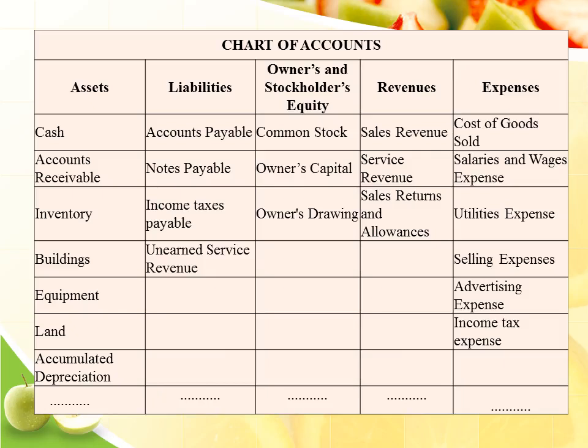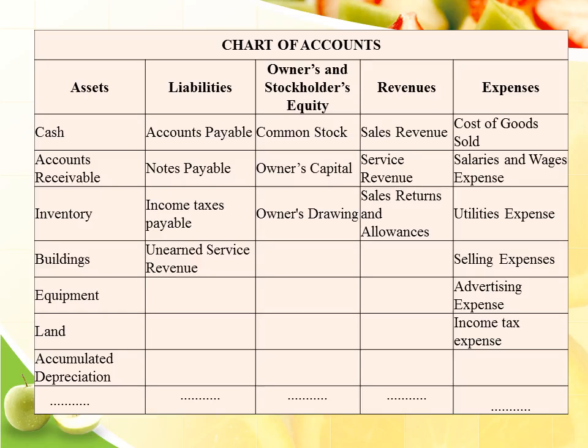Now, in the asset accounts, we have a cash account, accounts receivable, inventory accounts, buildings, equipment, or land. These are fixed assets accounts, or accumulated depreciation accounts and other accounts. Liabilities accounts, such as accounts payable, notes payable, unearned service revenue. Unearned service revenue is a special account. I will study this account later.